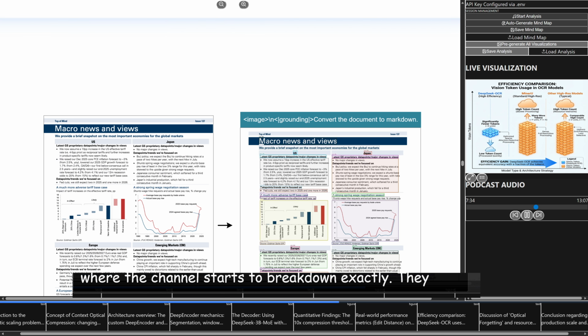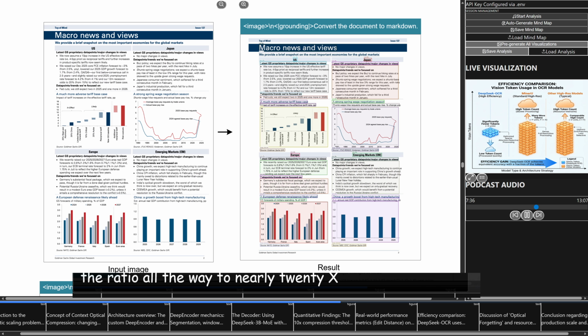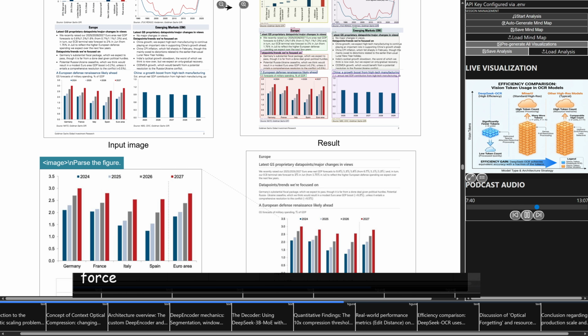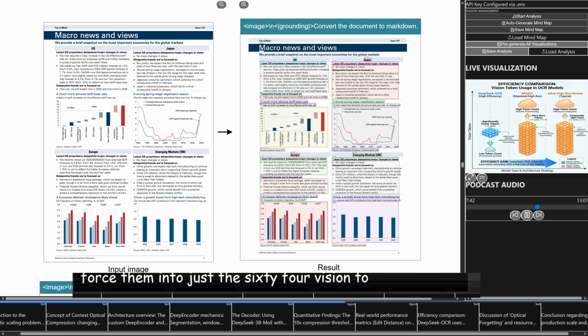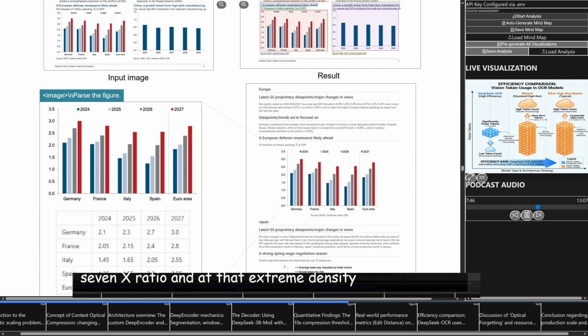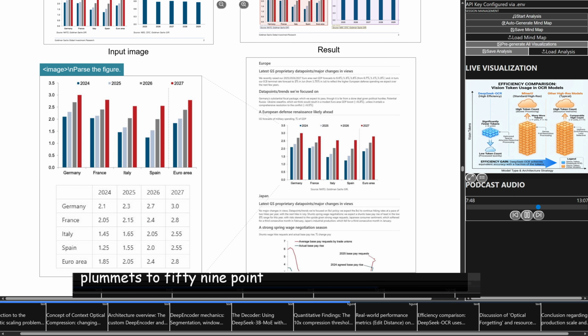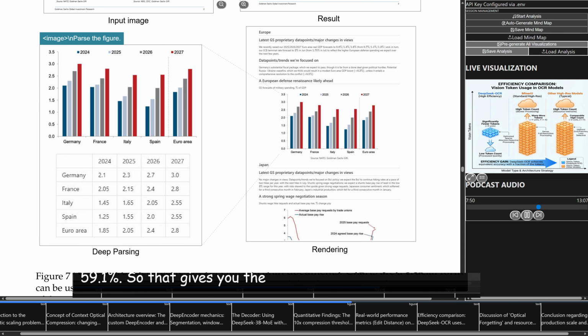Exactly. They pushed the ratio all the way to nearly 20x. They took documents with 1,200 to 1,300 text tokens and forced them into just the 64 vision tokens of tiny mode. That's a 19.7x ratio. And at that extreme density, precision just plummets to 59.1%. So that gives you the empirical guideline. For reliable, high-fidelity optical compression, 10x is your target.